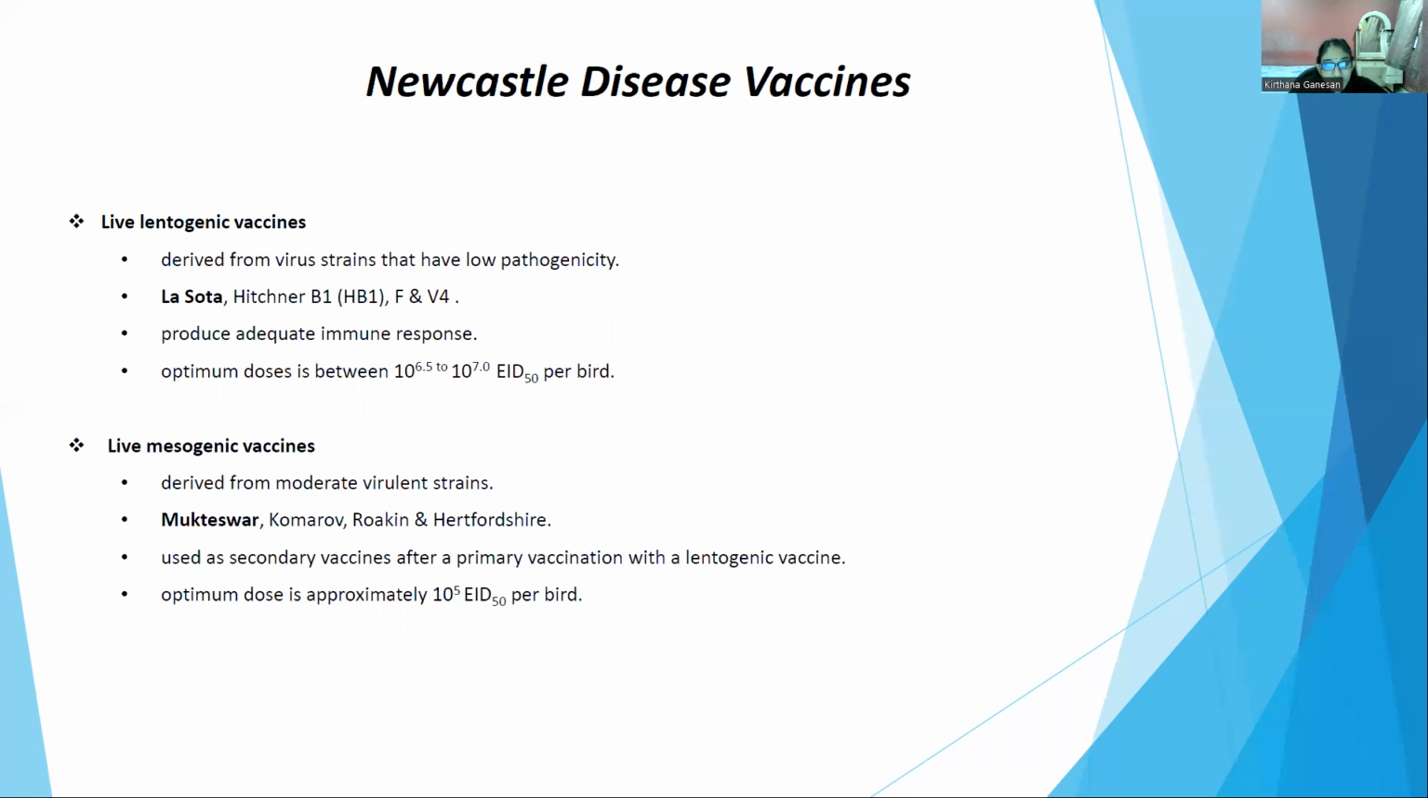The second type of vaccine is the live mesogenic vaccine, which is derived from moderately virulent strains caused by the Mukteswar, Komarov, Roakin, and Hertfordshire viruses. It is used as a secondary vaccine after a primary vaccination with a lentogenic vaccine. The optimum dose for the vaccine is approximately 10 to the power of 5 of embryo infectious dose 50 per bird.